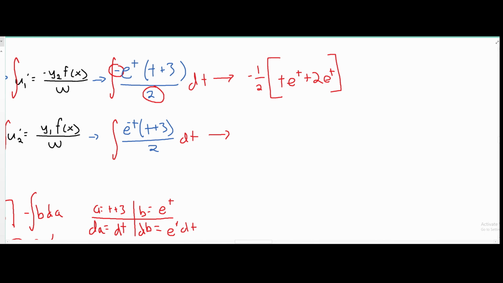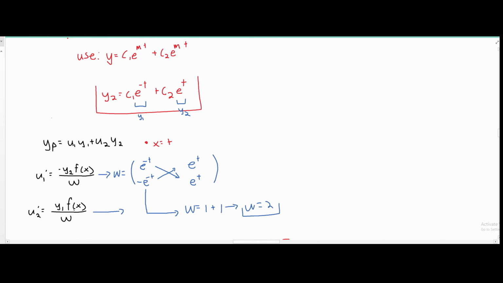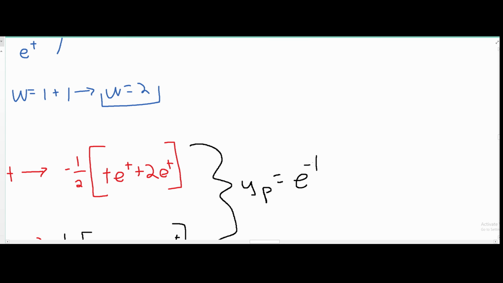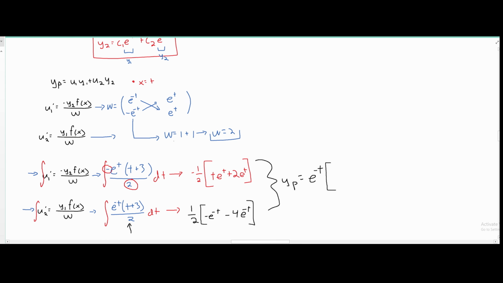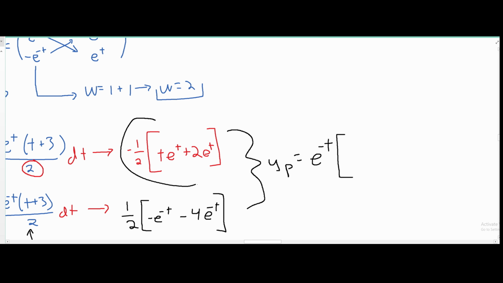We're going to plug it in to here. Notice that we have this 2 as a constant. So that means we have a 2 out front, and in parentheses, we are going to have the equation that we found. These are our y1 and y2 values. We just have to plug it into this formula right here to get our y particular. We're going to have u1 times y1. We can write our y1 first, and that's going to be e to the negative t. And then in parentheses, we are just going to have our u1. And this is our u1 right here.